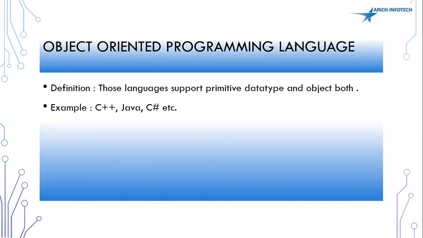And third is the object-oriented programming language. Those languages support primitive data types and objects, meaning we can work on primitive values and objects both, like C++, Java, C Sharp, etc. These are object-oriented programming languages. We can use primitive values like integer, float, double, character, and also objects, meaning object, class, encapsulation, inheritance, polymorphism, abstraction. We can also perform these concepts, and we can also use primitive values like integer, float, double, character, boolean.